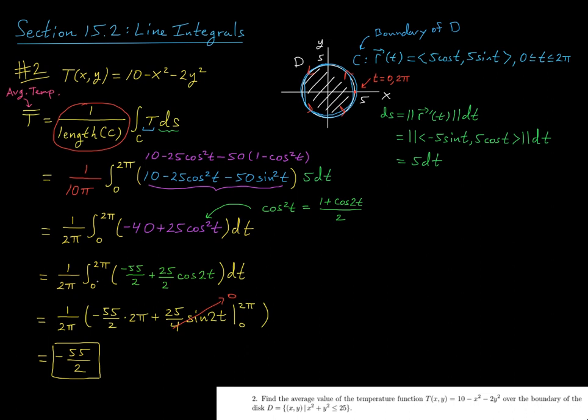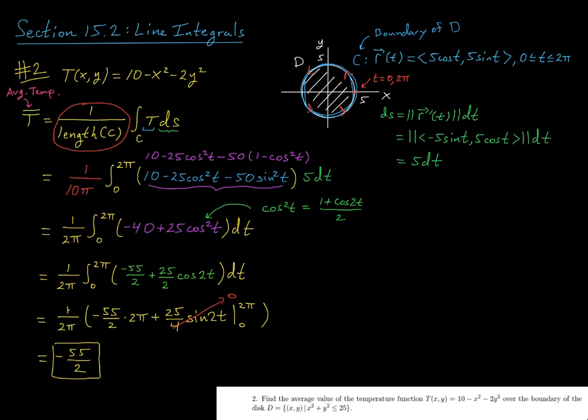Now if you integrate from 0 to 2 pi, for this constant part you just get -55/2 times the length of this interval, which is 2 pi. And then here you're going to get sin 2t divided by 2, and it'll multiply the 25/2 to give you 25/4 out in front, and then the sine of 2t. Notice when you evaluate from 0 to 2 pi, this expression is 0 at both of those bounds, so this whole thing just drops out.